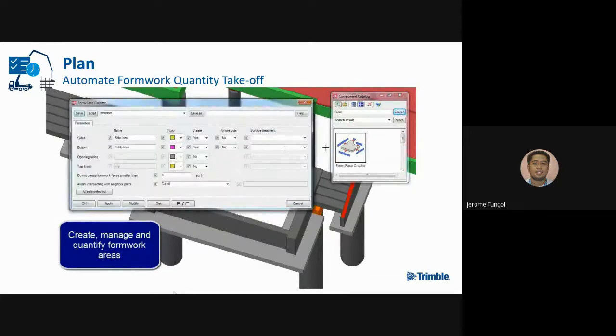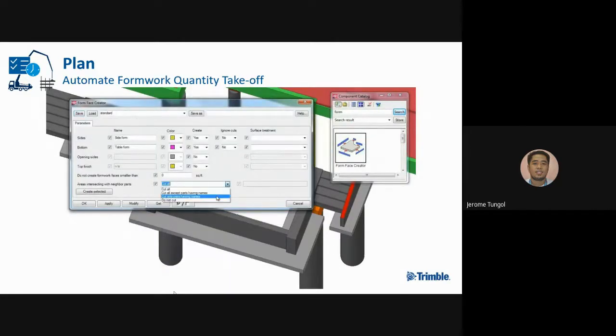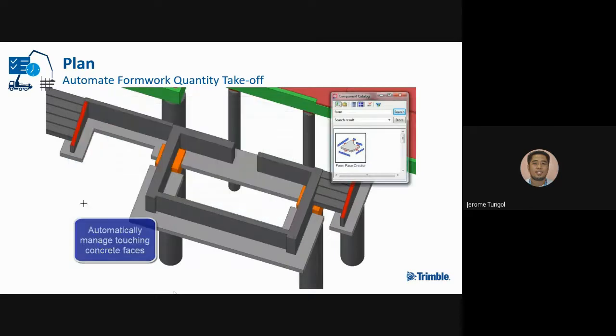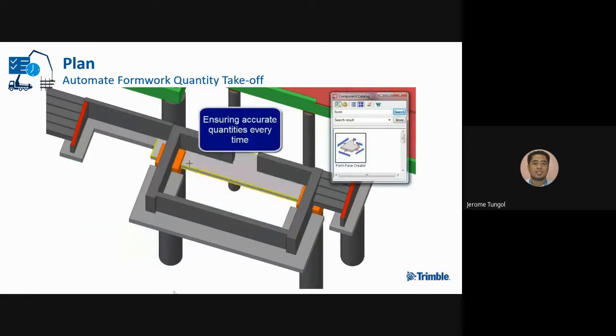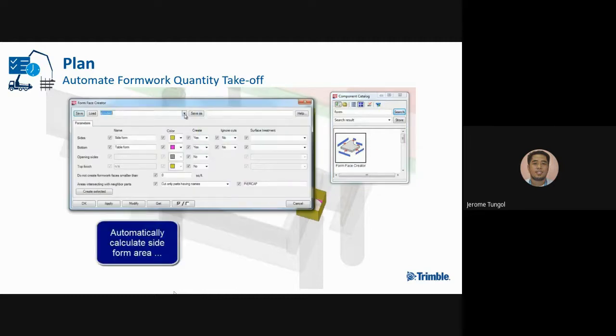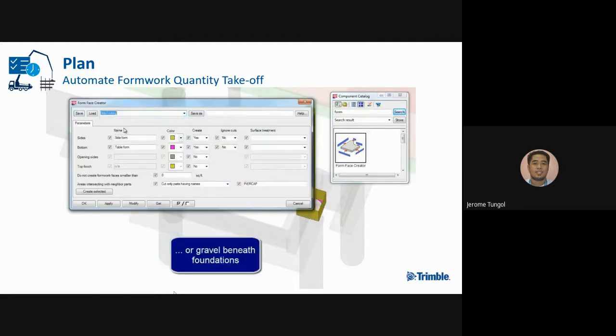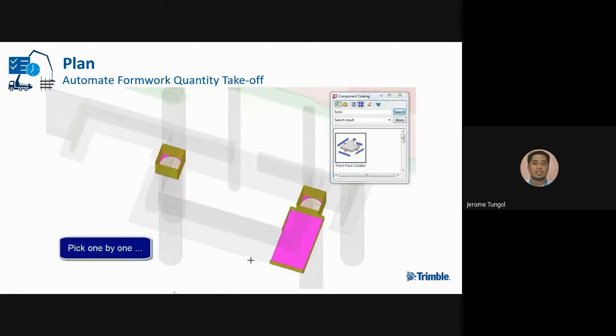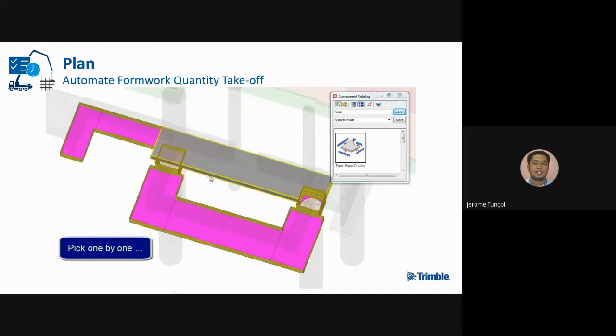Automate formwork quantity takeoff. Tekla Structures also automates formwork quantity takeoff using our formwork creator. So the formwork creator basically inputs formwork on all sides of the concrete to quantify the total surface area of the formwork. It also automatically manages touching concrete faces to ensure accurate quantities every time. It also automatically calculates side form area or gravity beneath the foundation. So as shown in the video, there is no formwork repeated if they touch one another.